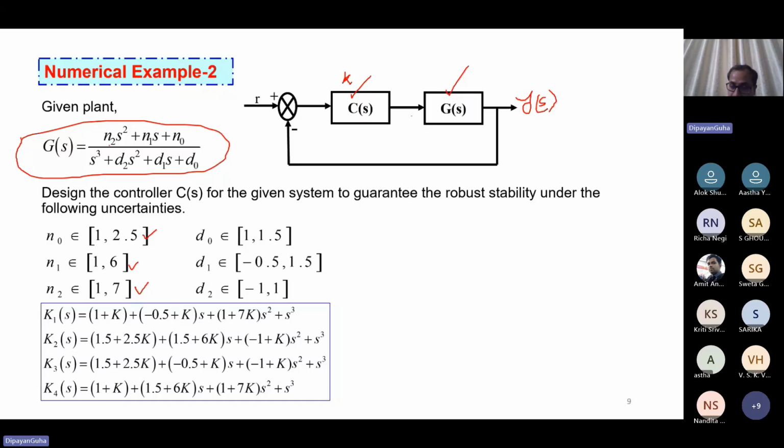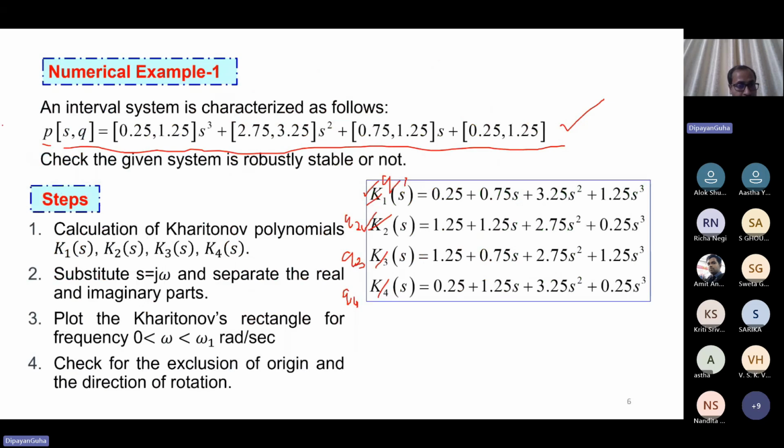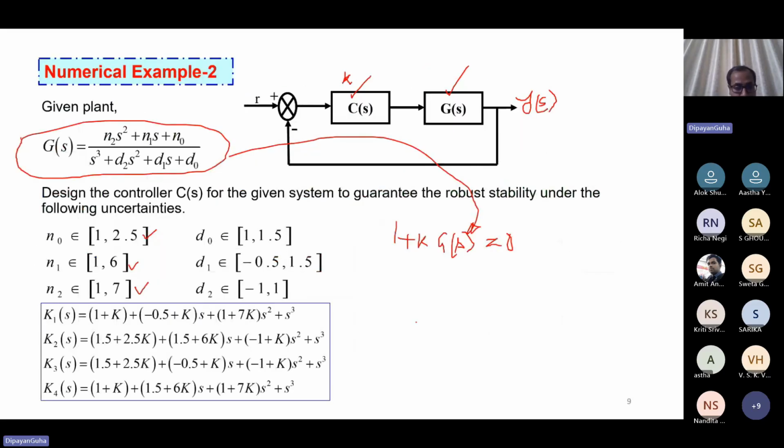Just substitute G(s) equal to this, then substitute the N0, N1, N2 as I am writing down here. So we have the characteristic polynomial 1 plus K times G(s) equal to 0. G(s) is substituted here, so it involves all these coefficients. Considering their upper and lower bounds, we can represent the polynomial as a function of s and the coefficients. That is an interval polynomial. Then from that polynomial, 4 Kharitonov polynomials have been computed, and the objective is to find the value of K for which this closed loop system is robustly stable for a given uncertainty band.